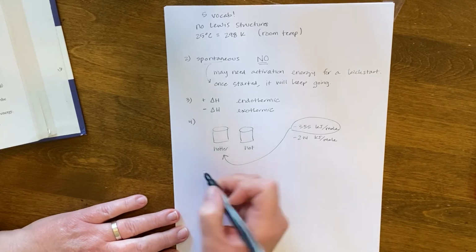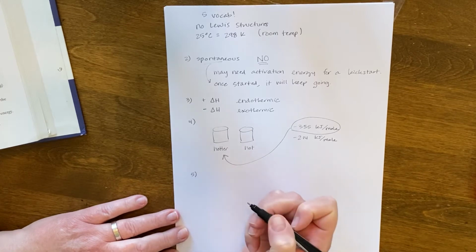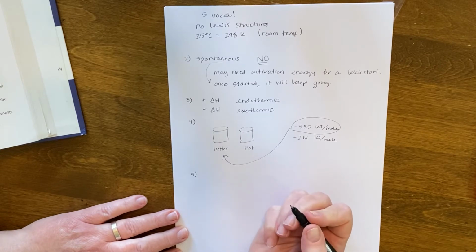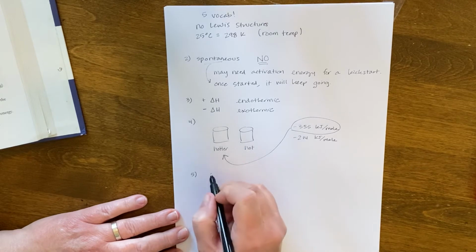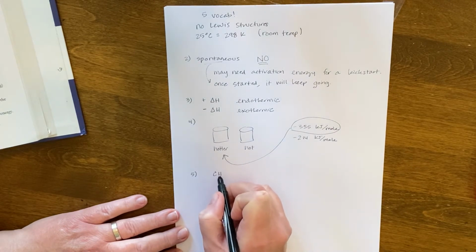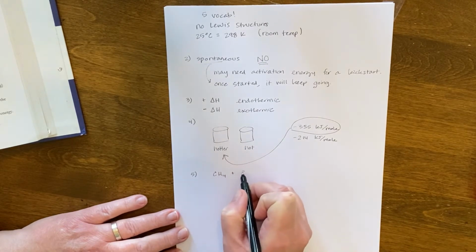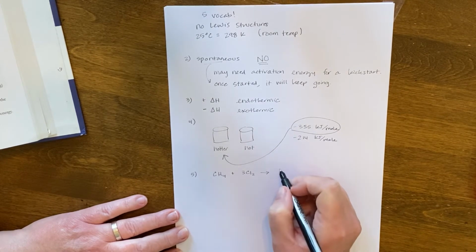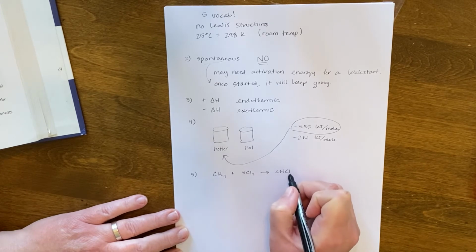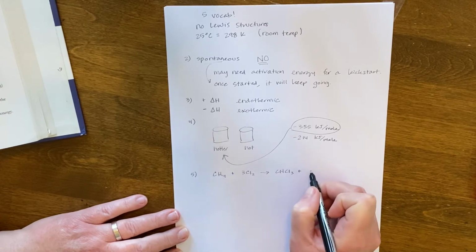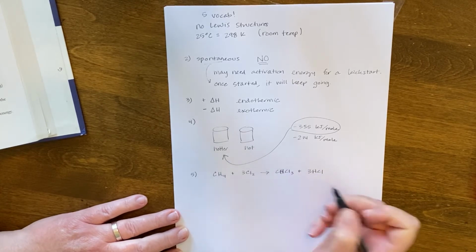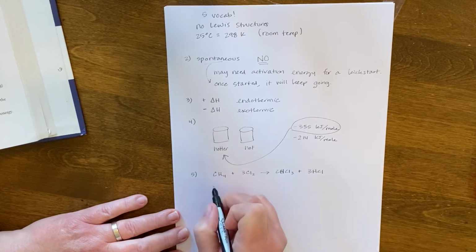Okay, number 5. Using the bond energies on page 420, determine the delta H of the following reaction. So the reaction is CH4 plus 3Cl2 yields CHCl3 plus 3HCl. And it's telling us to use the bond energies.